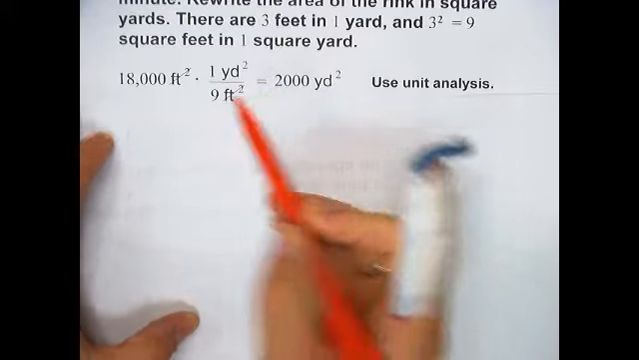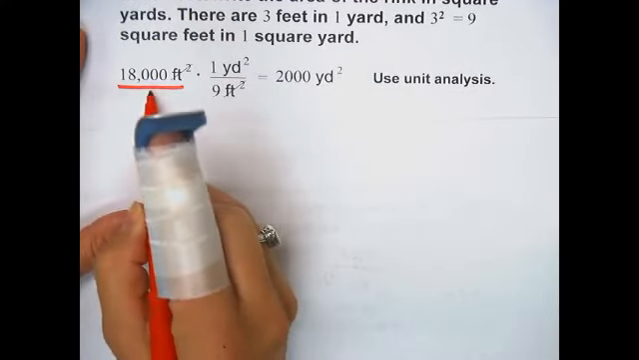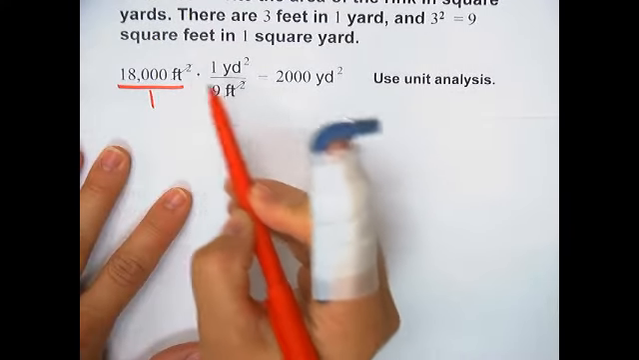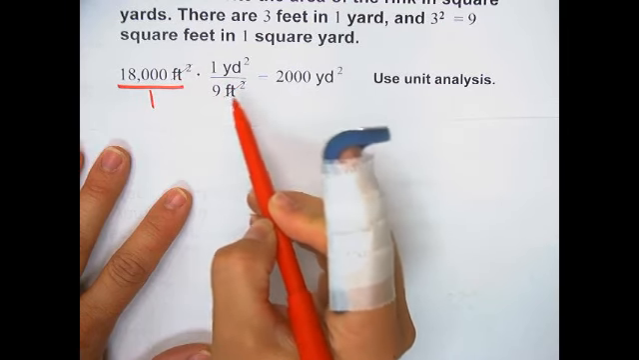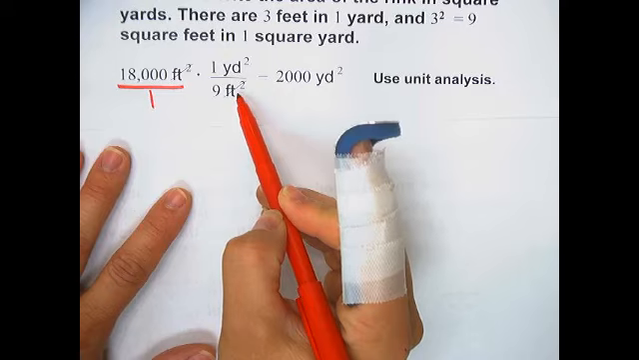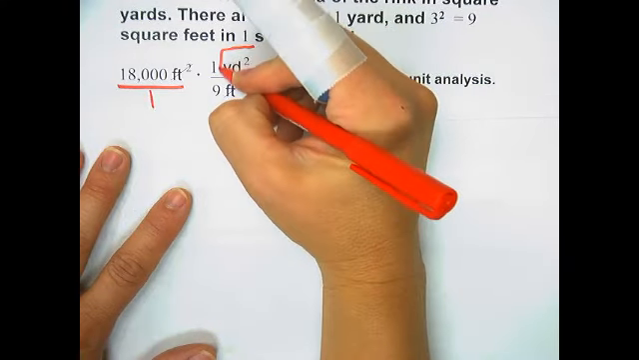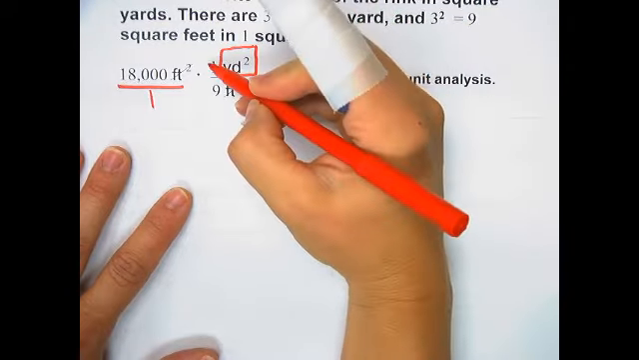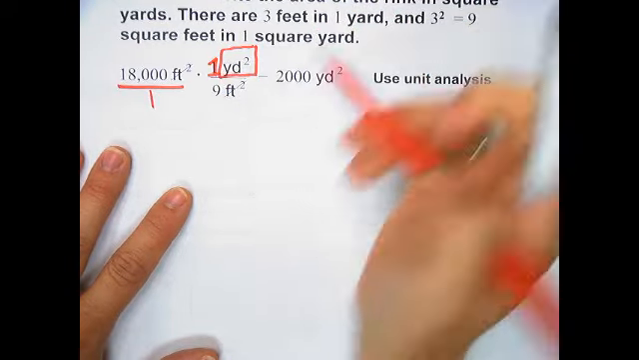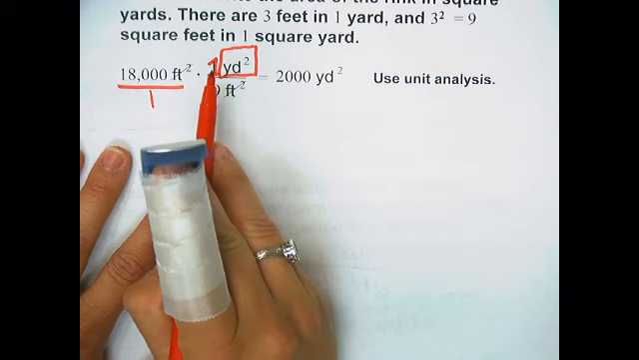So this is what they do. 18,000 square feet, we want to convert square feet to square yards. Remember, in our conversion ratio, if we want the square feet to cancel, if this is in the numerator, we need to put square feet in the denominator so that they'll cancel. We put the unit that we want it to change into on top.